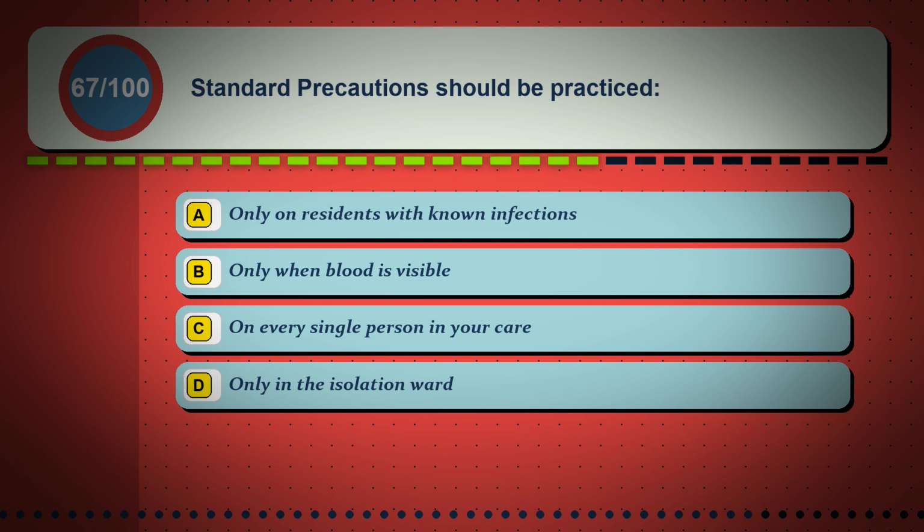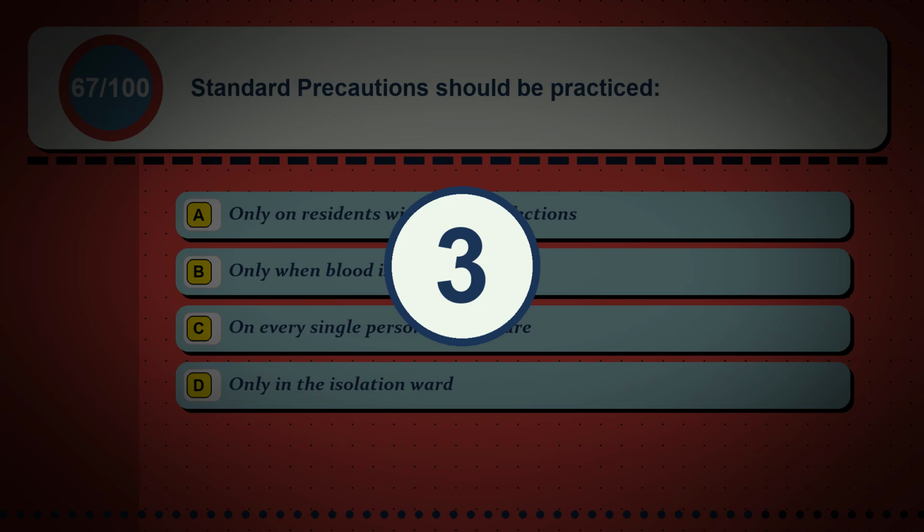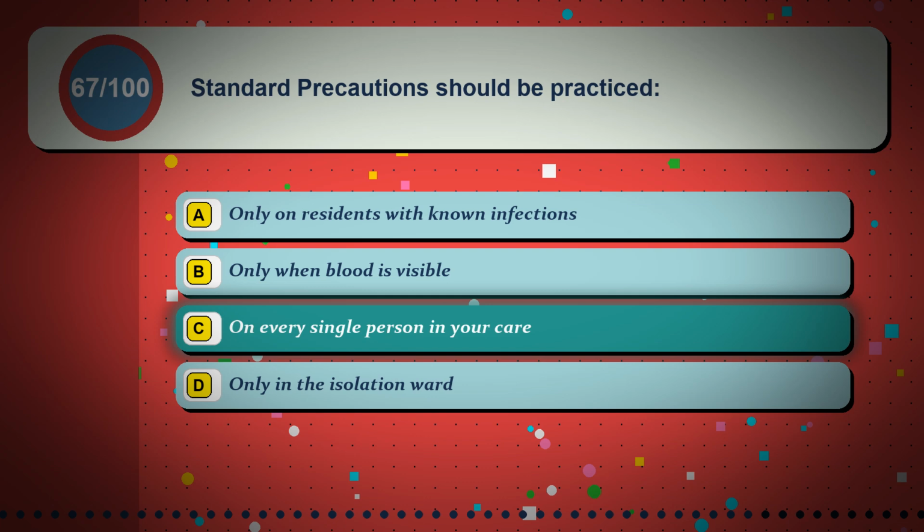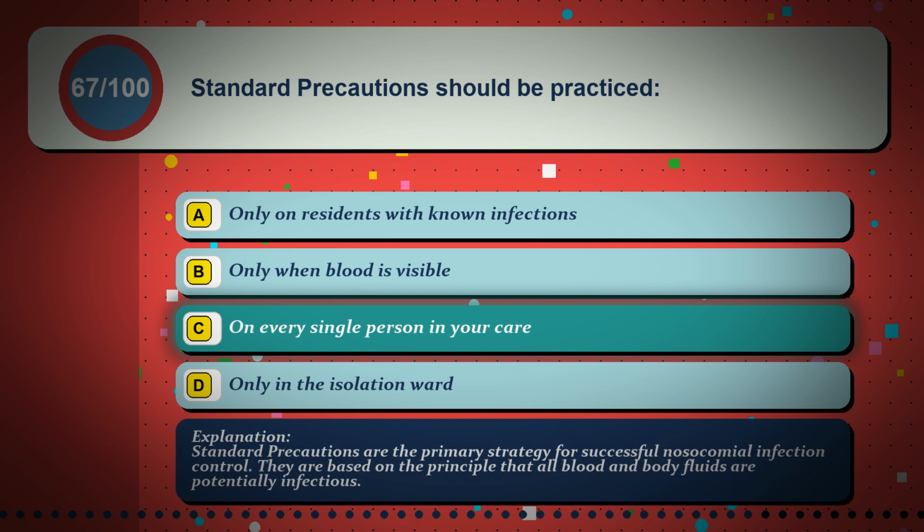Question 67. Standard precautions should be practiced. Option A, only on residents with known infections. Option B, only when blood is visible. Option C, on every single person in your care. Option D, only in the isolation ward. The correct answer is option C, on every single person in your care. Standard precautions are the primary strategy for successful nosocomial infection control. They are based on the principle that all blood and body fluids are potentially infectious.